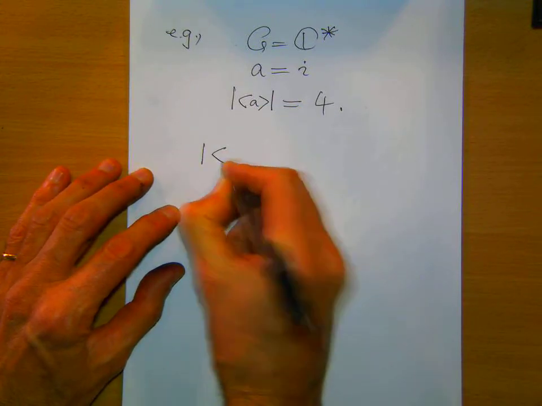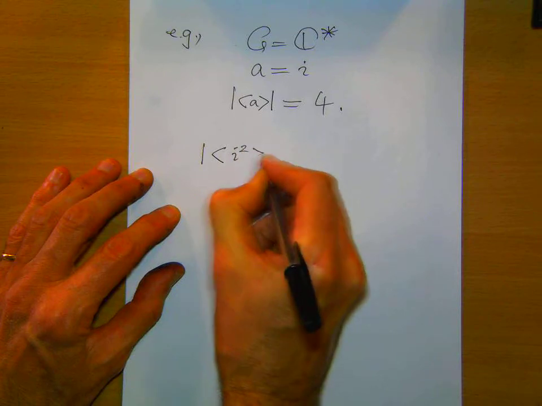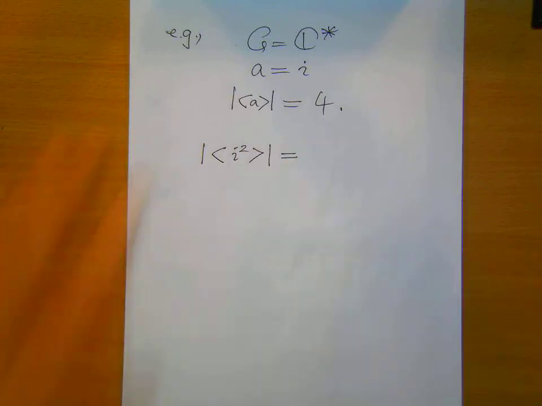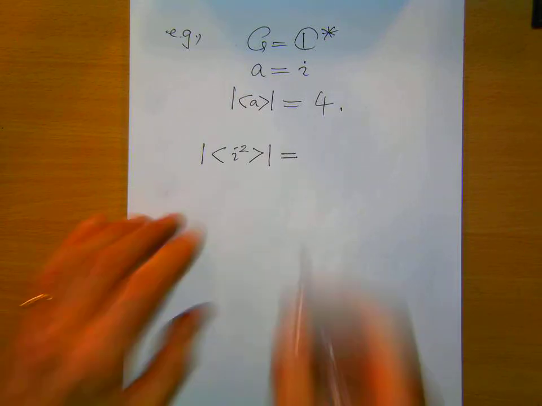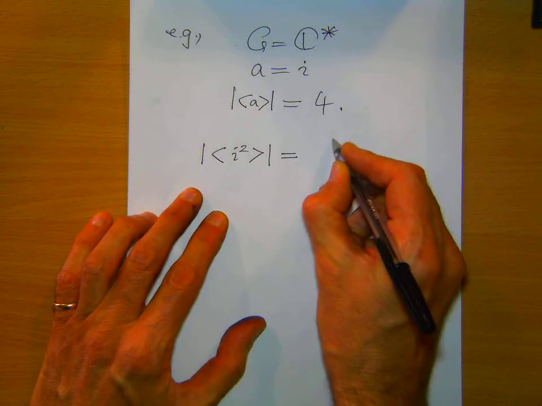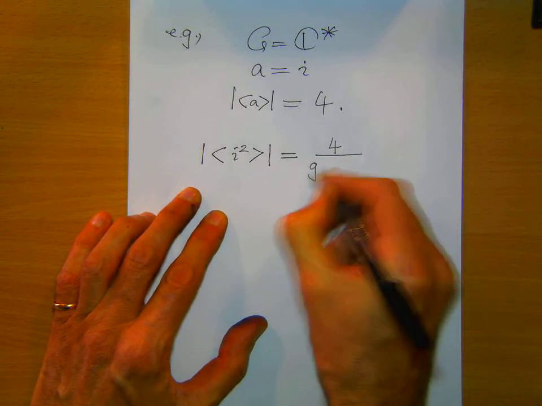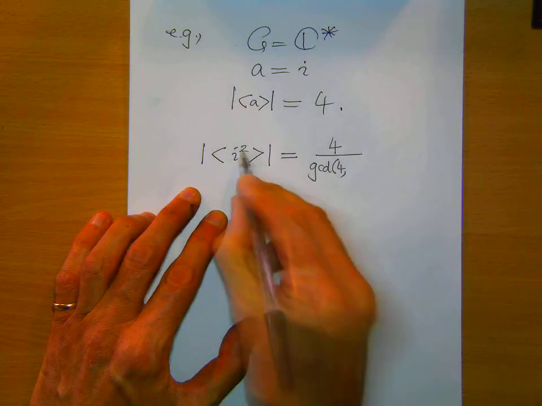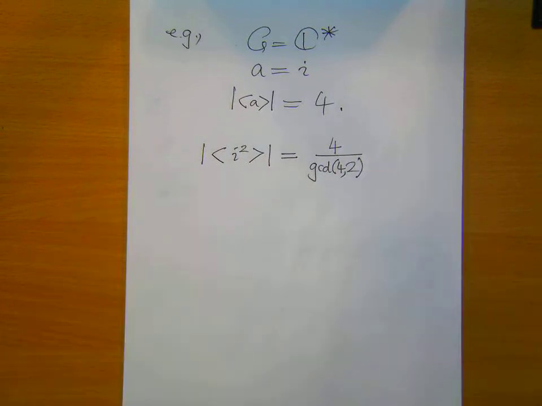What about the order of, say, i squared? Well, we can use our formula, or we could just do it by hand. Using our formula, that should be 4 over the greatest common divisor of 4 and 2. Just using our formula, which in fact we have proved, so we can use it without feeling we're committing any sins. What's the greatest common divisor of 4 and 2?